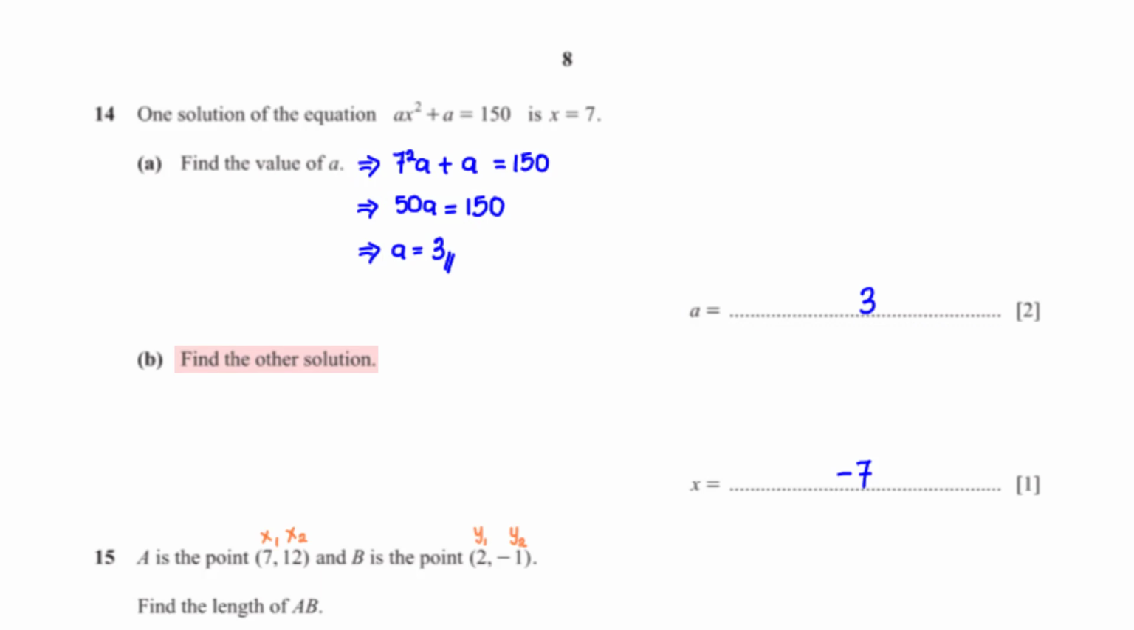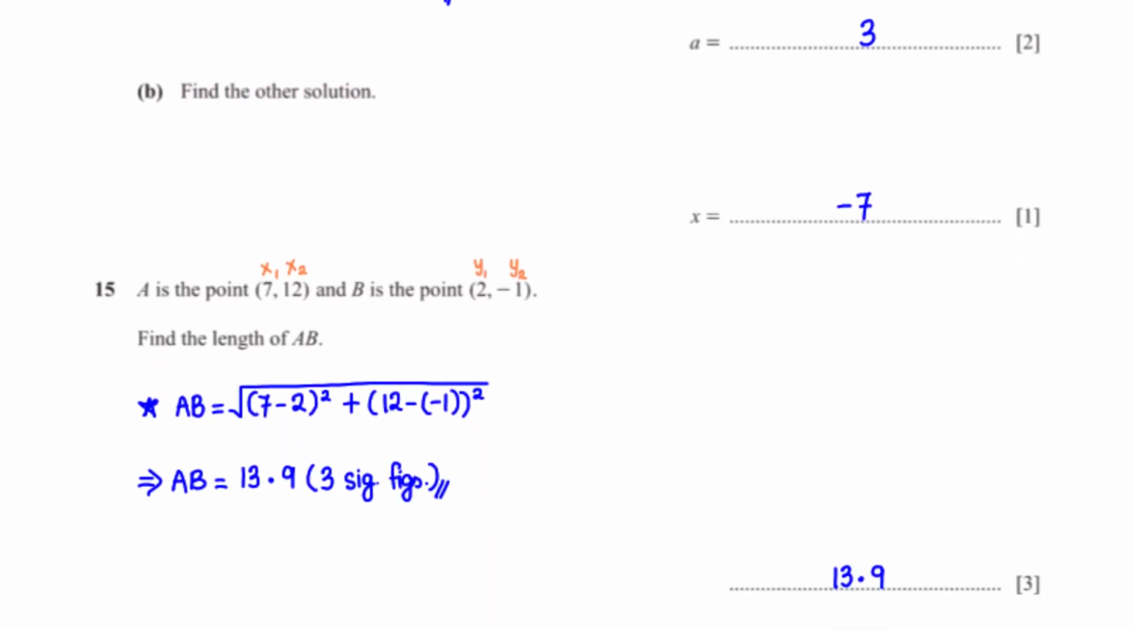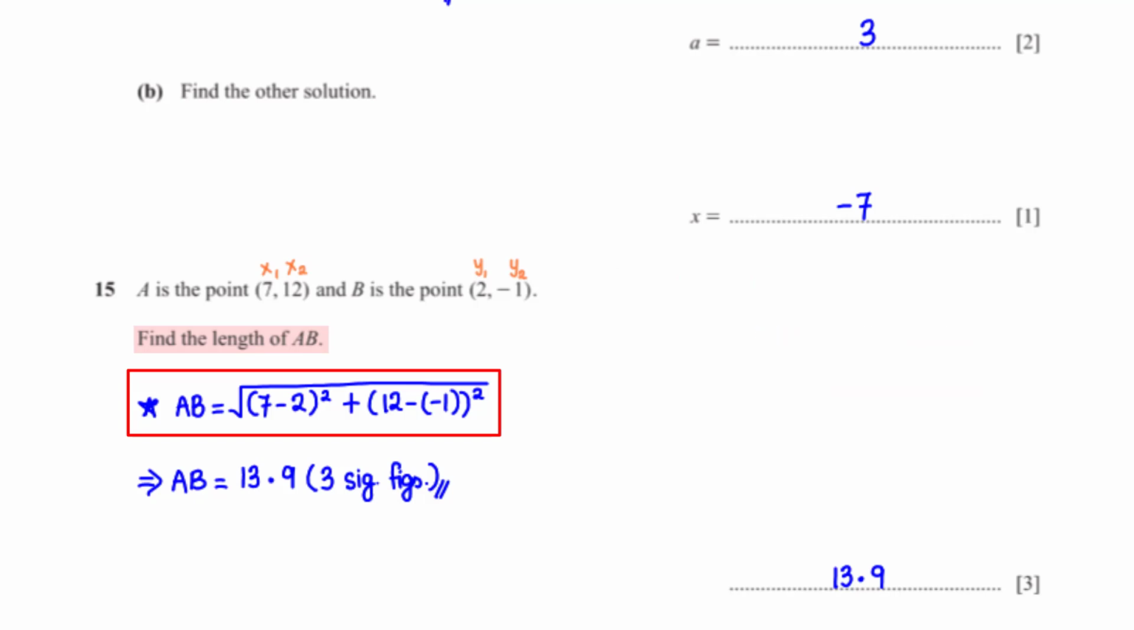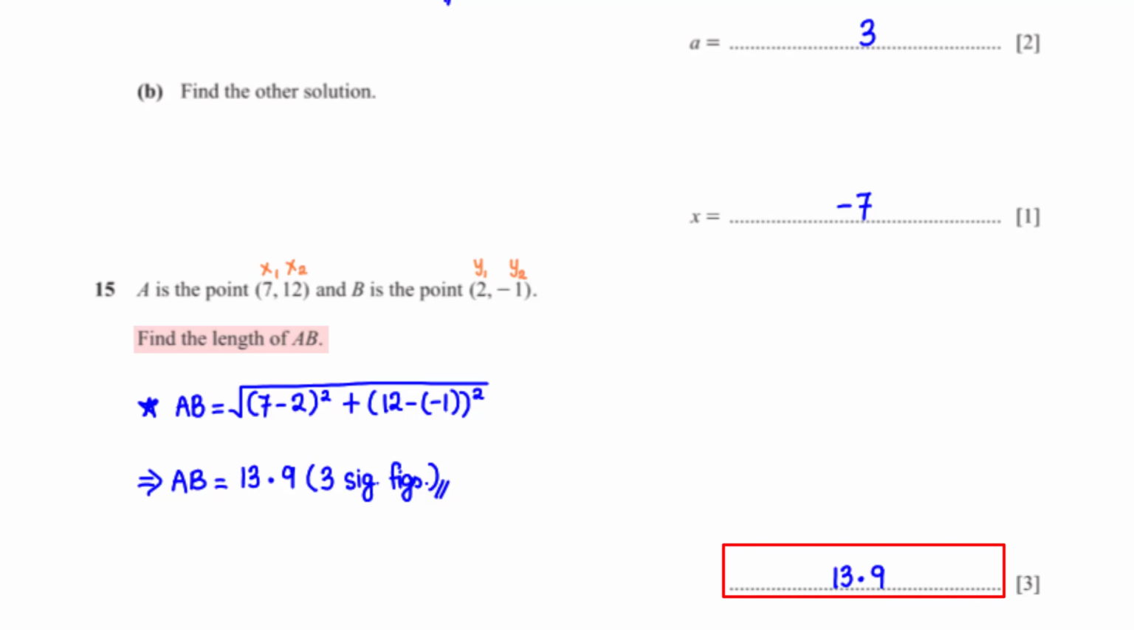Find the other solution. Due to the x squared term, we know that if one solution to the equation is x equals 7, the other solution will be x equals negative 7. A is the point (7, 12) and B is the point (2, negative 1). Find the length of AB. When we apply the distance or length formula, this is what we get. When we type this into the calculator, we get 13.9 rounded to 3 significant figures.